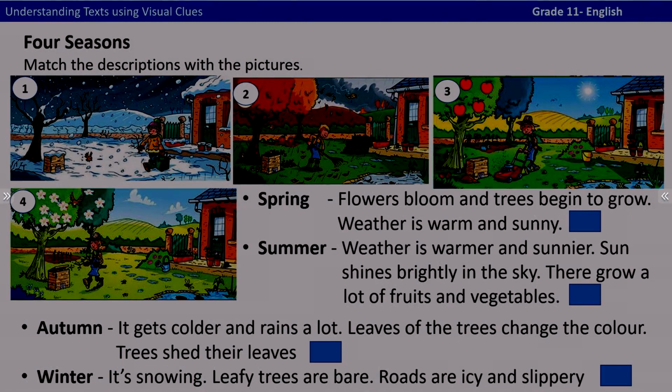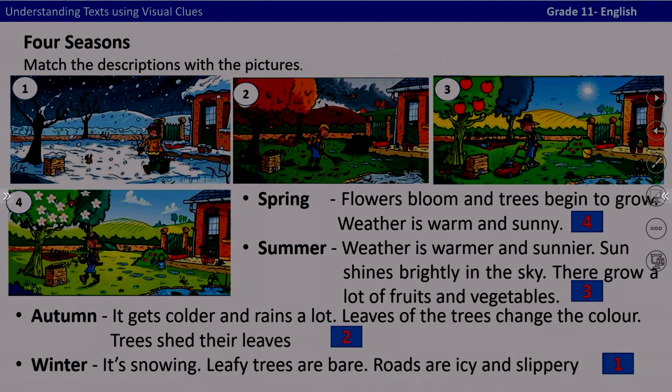Okay, let's see how you performed. As you can see, spring, flowers bloom and trees begin to grow. Weather is warm and sunny. Where do you see flowers? In picture 4 you have flowers, but in picture 3 also if you see carefully you see flowers. But which one shows the spring? Yes, it is the 4th picture.